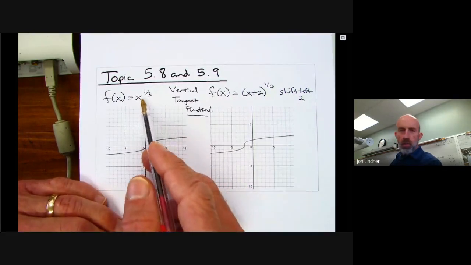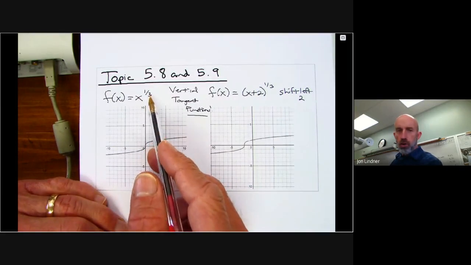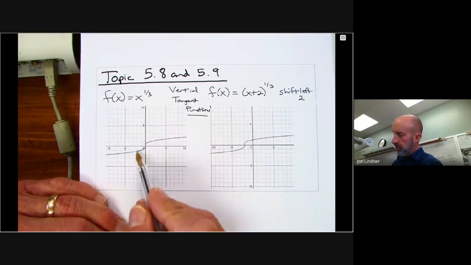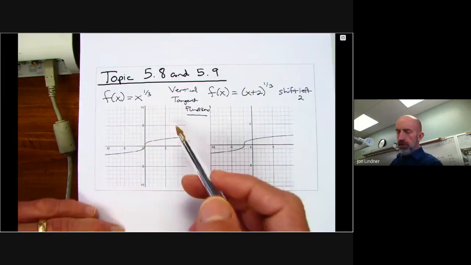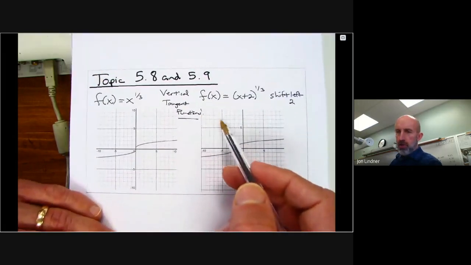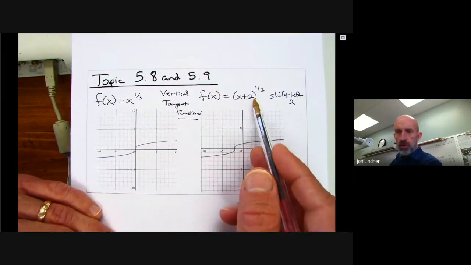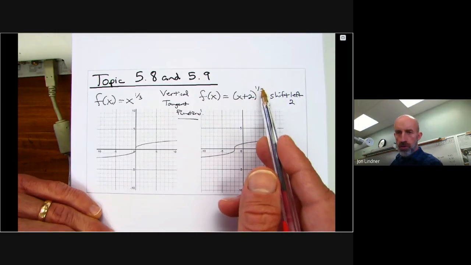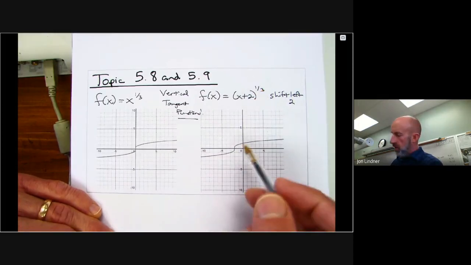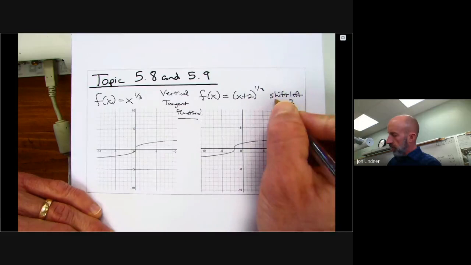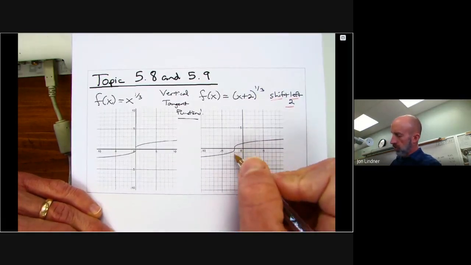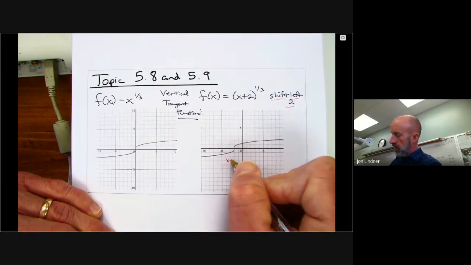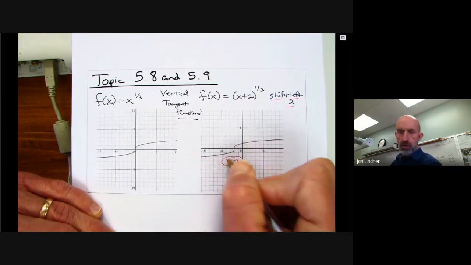If I have x to the 1/3 power, which is like the cube root function, it always has a vertical tangent when x is 0. And it follows all of the same rules about transformations. If I have x plus 2, the quantity to the 1/3 power, then it has been shifted left 2 units, like this one. So that means my vertical tangent is now at x equals -2.